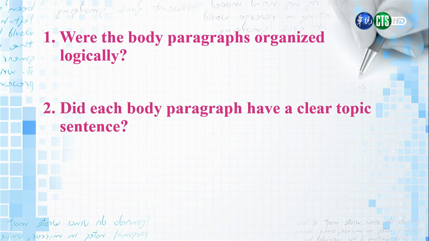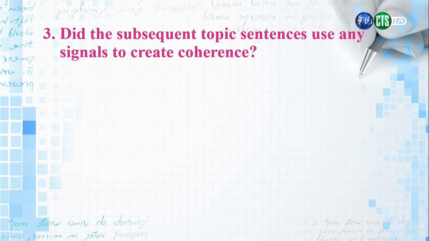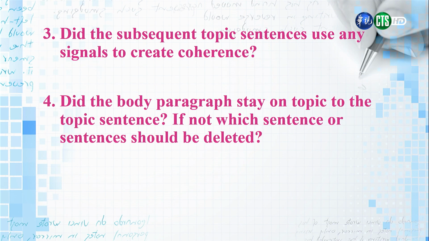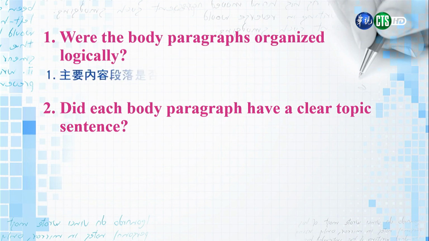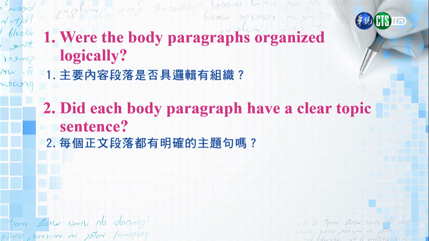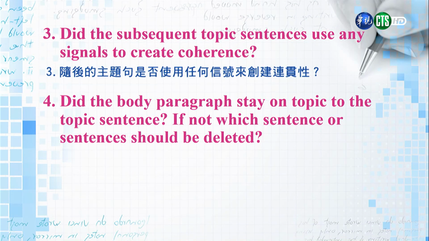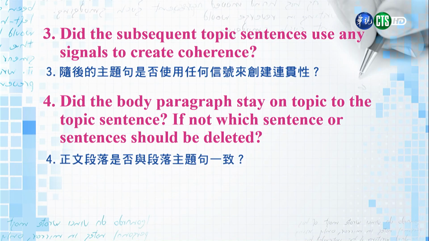Okay, so we have to look at number 1, were the body paragraphs organized logically? And number 2, did each body paragraph have a clear topic sentence? Number 3, did the subsequent topic sentences use any signals to create coherence? And number 4, did the body paragraph stay on topic to the topic sentence? If not, which sentence or sentences should be deleted? 所以我们要看的是主要的内容段落：是否具有逻辑或有组织；每个正文段落有没有明确的主题句；随后的主题句是否使用任何信号来让它有连贯；正文段落有没有与段落主题句一致。Also very good ideas, Laura.